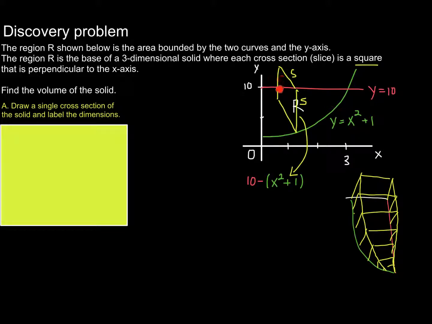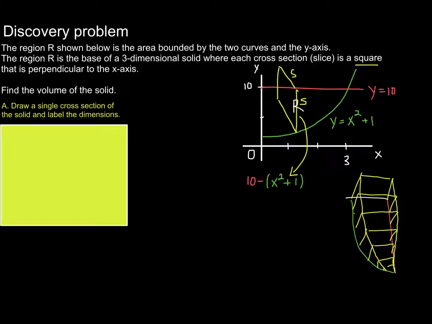Okay, so here's our typical cross section, and notice I've drawn it in a random place. It doesn't matter where I draw it along my base. And it's a square, so all the side lengths are equal. And since the bottom side length is simply the distance between the curve y equals 10 and the curve y equals x squared plus 1, we have an expression for the dimension of our square. In other words, the side length of our square is simply 10 minus (x squared plus 1). And this should be pretty simple based on all the work we've done with computing the area of regions like this.